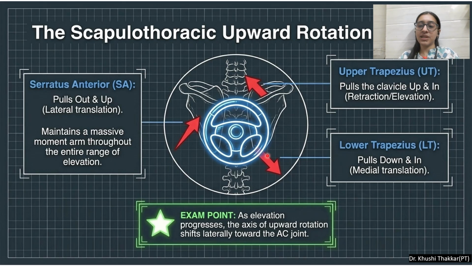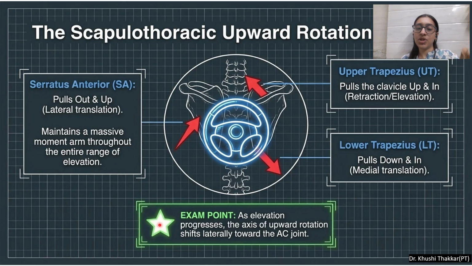So if this is your scapula, the upward movement is happening by the trapezius muscle, upper trapezius. This is compensated and kept into range by the lower trapezius, which pulls down and in, that is medial translation. And this scapula doesn't ride off the thoracic cavity due to the serratus anterior, which keeps it attached to the thoracic cavity by providing outward and upward, that is lateral translatory movement. Remember this for your exams.